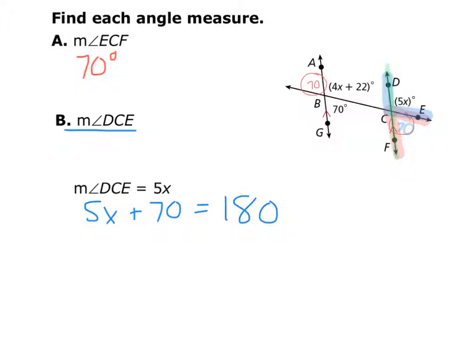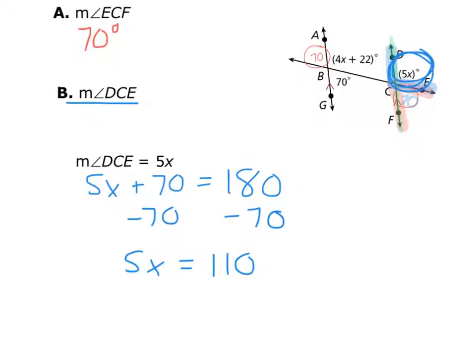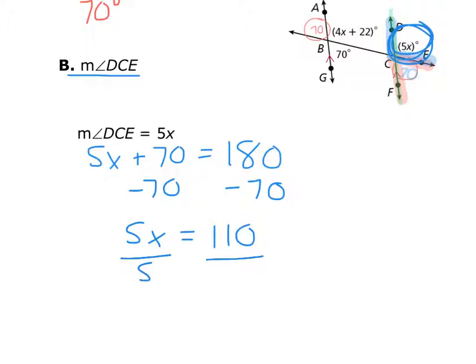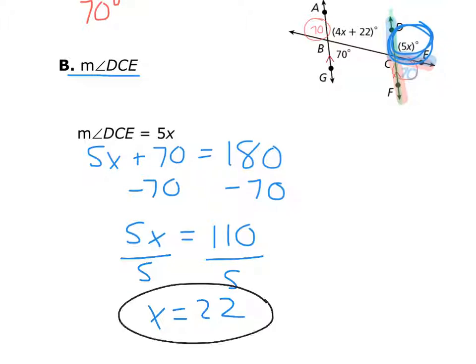So we can solve for x, or we know that this angle is going to be 180 minus 70, so we know what Ryan said, it's just 110. But we can solve for x this way by subtracting 70 on both sides. So we get 5x is equal to 110, and then divide by 5. So x is equal to 22. If we plug this back in, the measure of angle DCE is equal to 110.